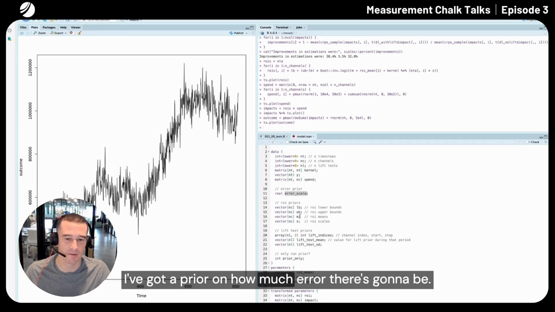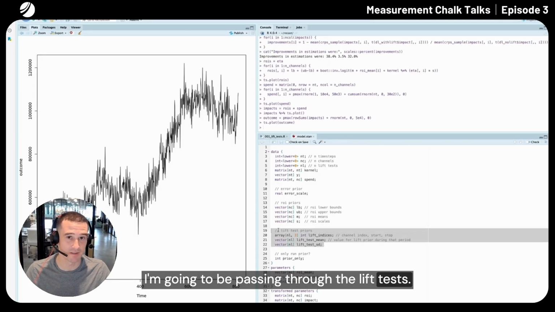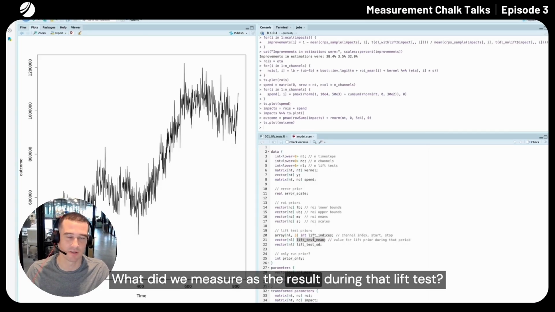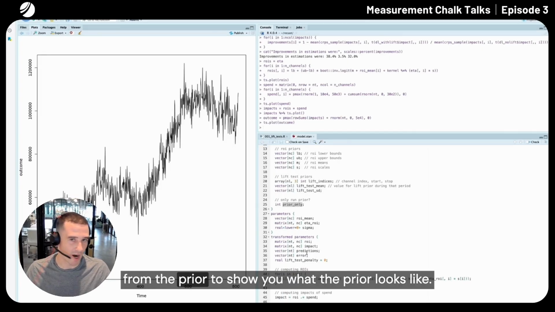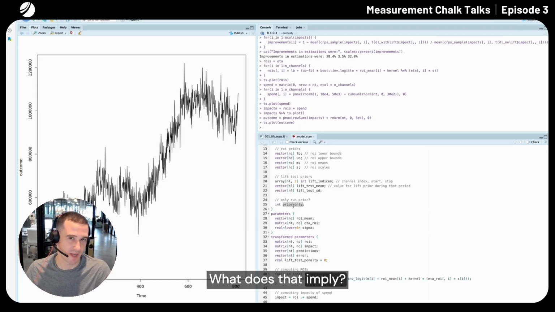I've got a prior on how much error there's going to be. I've got my priors on the ROIs, the upper bounds, the lower bounds, the means, the scales. I'm going to be passing through the lift tests. So this is going to tell you which channel, when did the lift test start, when did it stop, what did we measure as the result during that lift test, and what was the standard error of that estimate. Finally, I'm going to be running this model only generating from the prior to show you what the prior looks like, meaning if we don't actually estimate the model, we just test the model's assumptions, what does that imply? Very important to do when you're building a model this complex.